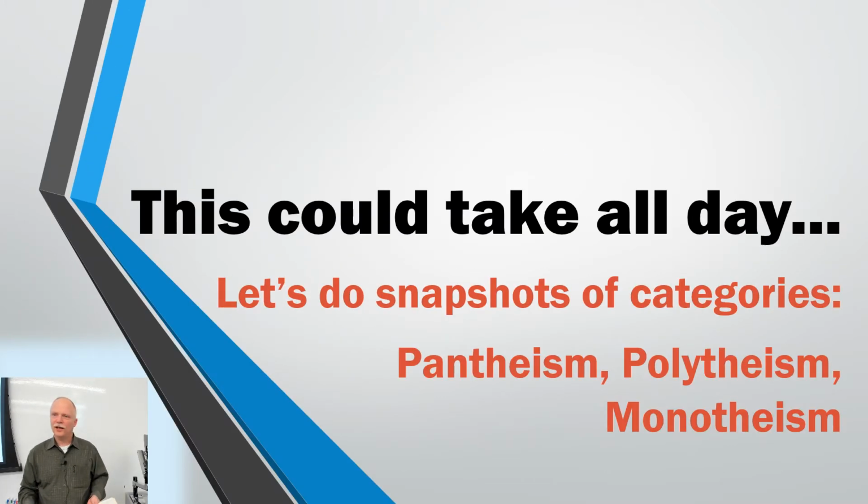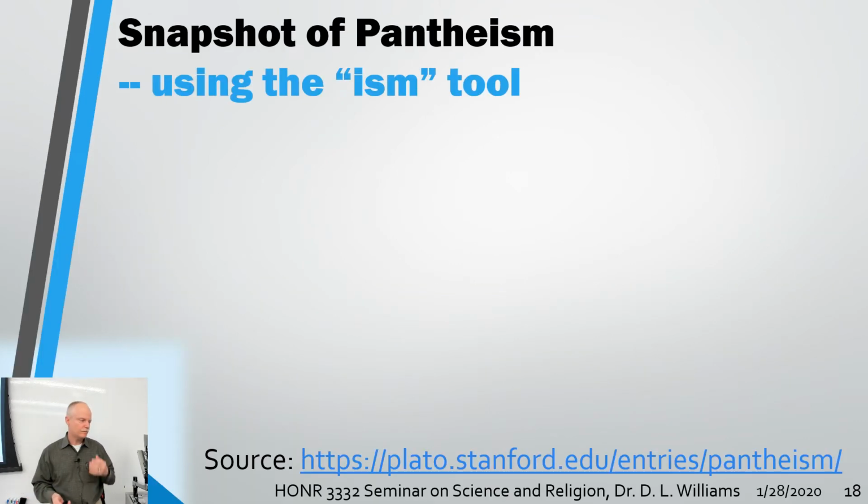But this could take all day. We have 20 reviews in here, and we're not going to go through all of them with this ISM tool. So let's try to categorize some things. Let's look at just the broad categories of pantheism, polytheism, and monotheism. Now we're stepping up a level and just grouping the different religious beliefs into those three categories.